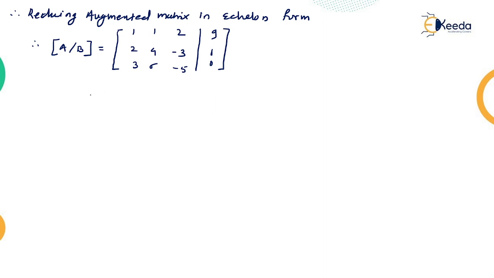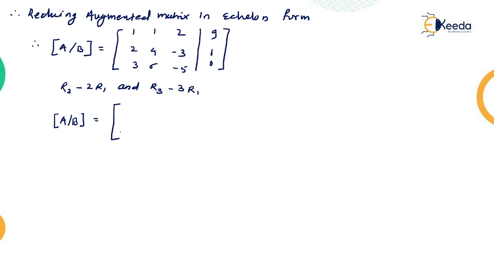So how to reduce to echelon form? We have to change the second row and third row by taking R2 minus twice R1 and R3 minus 3 R1. So with the help of the first row, we have to change the second row and third row. Therefore the augmented matrix AB becomes, you will get here.